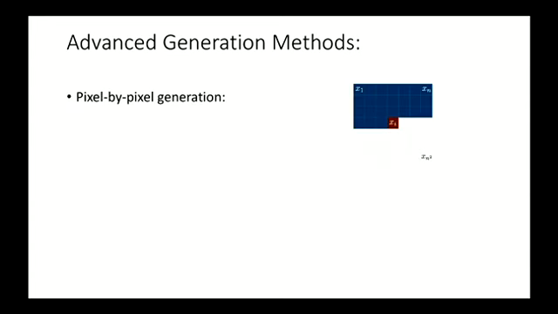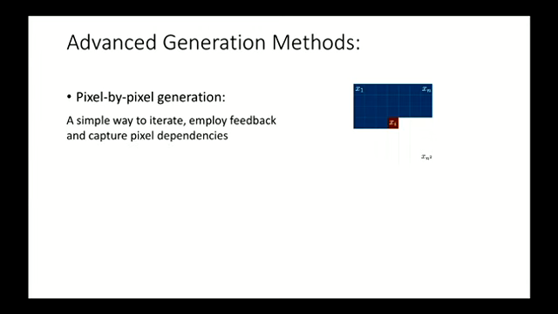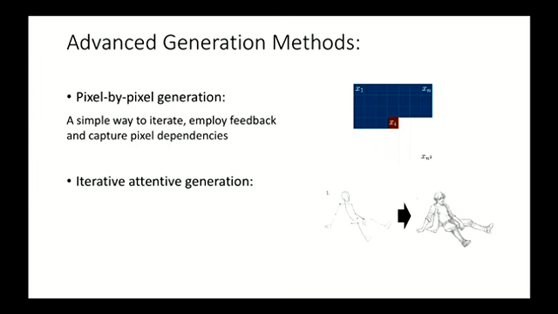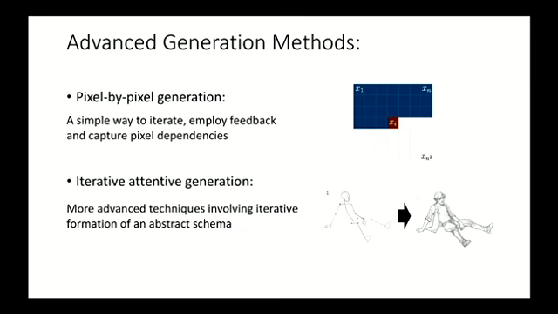And so these methods are basically divided into 2 categories. One is pixel by pixel generation. Now the simplest way of accommodating feedback is you generate 1 pixel at a time, and you condition that pixel generation on all previously generated pixels. So this is one simple model. And then there are more advanced methods, iterative attentive generation, where you first update some abstract schema, iterate on it, and then generate a final image from it. So now I'll hand over to Anand to cover pixel by pixel generation, and I'll cover the next one.